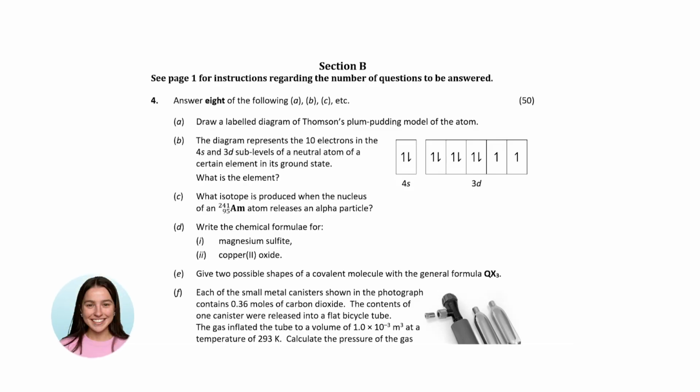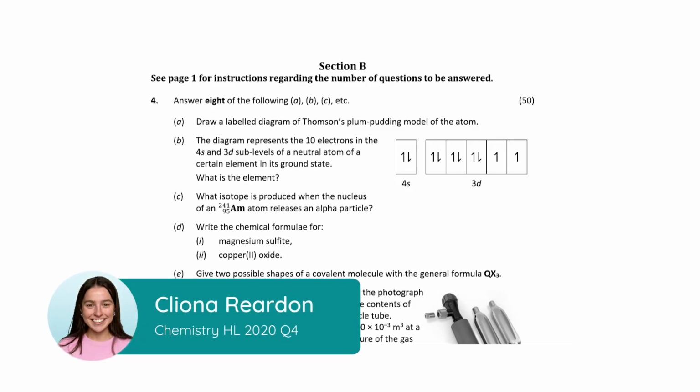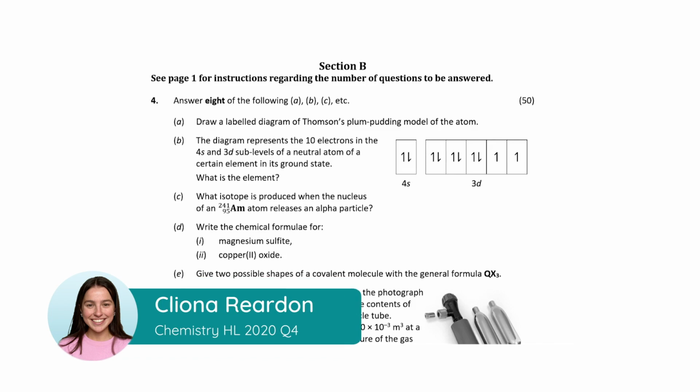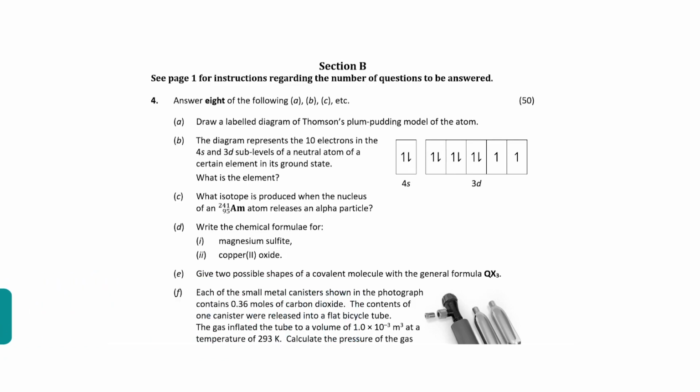My name is Tina, I'm a H1 chemistry student, and today I'm going to be taking you through the solutions to question 4 from this Leaving Cert higher level paper. So question 4 is always going to be the short questions segment of the paper, and this year it asks us to answer 8 out of the following questions. And it's 50 marks in total. I'm going to go through all the questions just for the sake of the video.